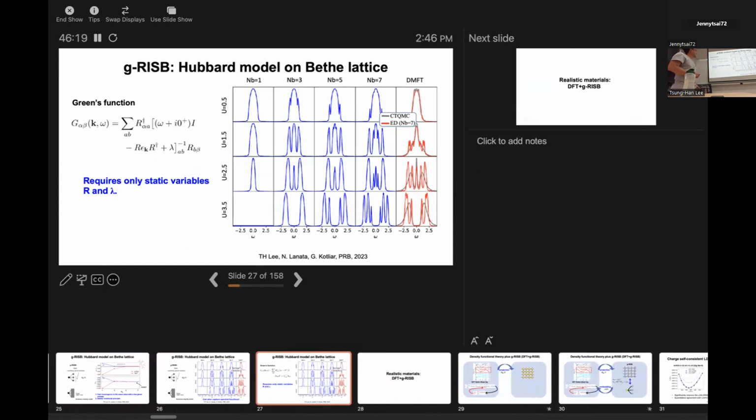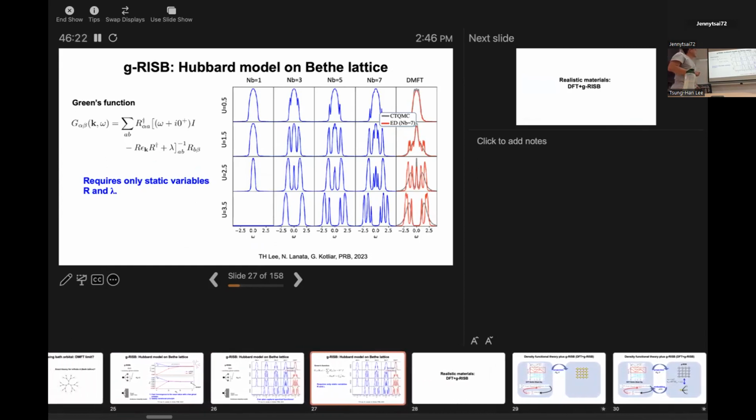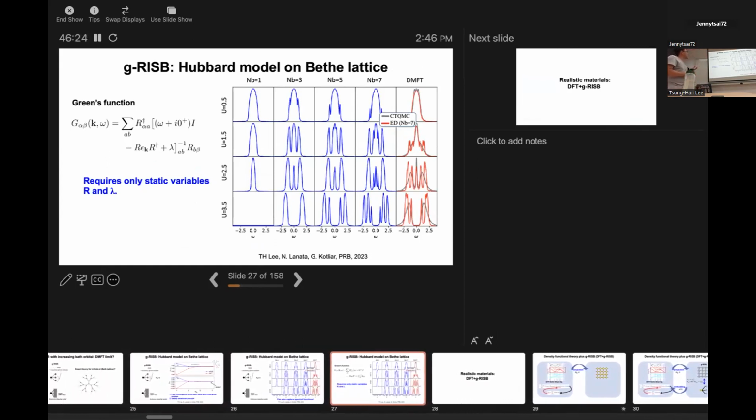But what we can see here is that the sum rule is violated. If we integrate this Green's function, and this R, in the one-band case, becomes a number, and we know that the quasiparticle weight goes to zero, and this is in the denominator. So when R goes to zero, we can see that the sum of the spectral weight goes to zero. Yeah, but I'm not quite sure how it connects.